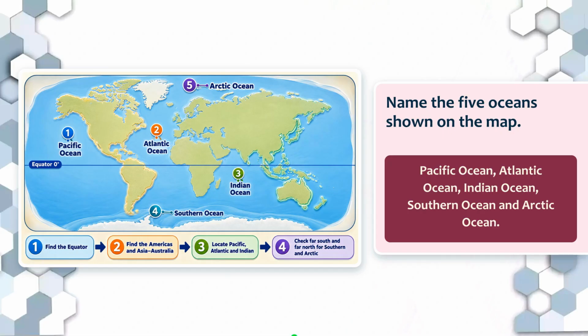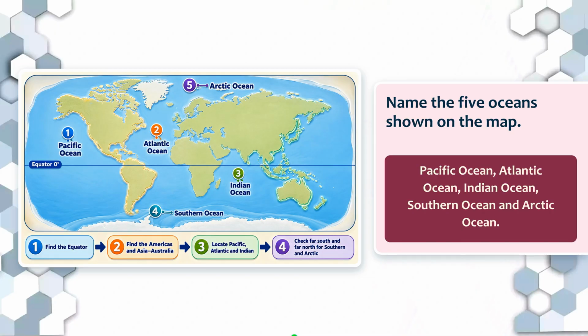Complete the route from middle regions to the poles. Name the 5 oceans shown on the map. Read the labels in the route's order. Pacific Ocean, Atlantic Ocean, Indian Ocean, Southern Ocean, and Arctic Ocean. Each name is matched to a broad map position.